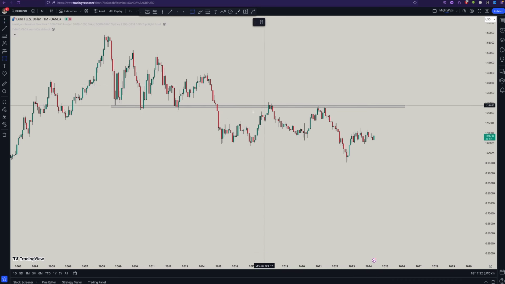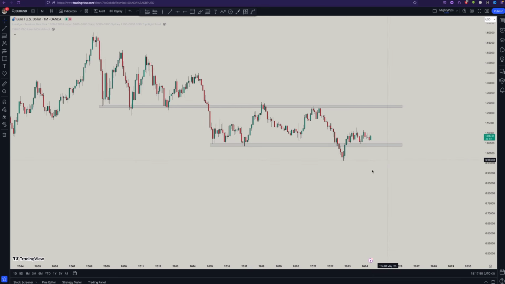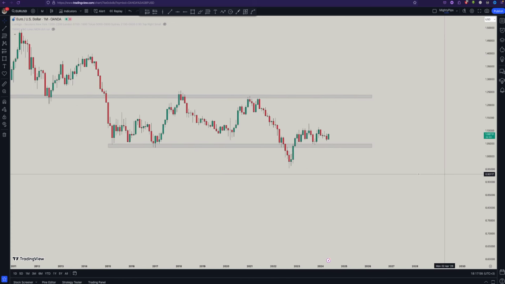After these areas, which other area do we see? We also see that this area here is a major area because it was touched once, twice, thrice, 4 times. So we can also draw a level here on the monthly chart. After I've done this on the monthly chart, what I would like to do now is look at the price action on the monthly chart. What's the current price action on the monthly chart?